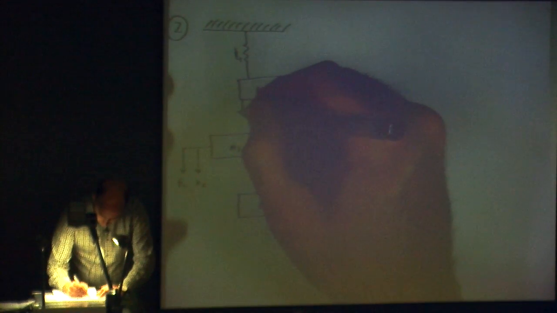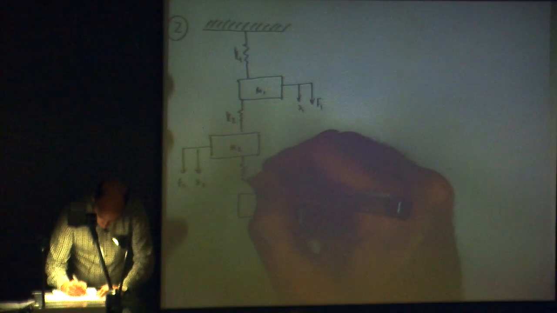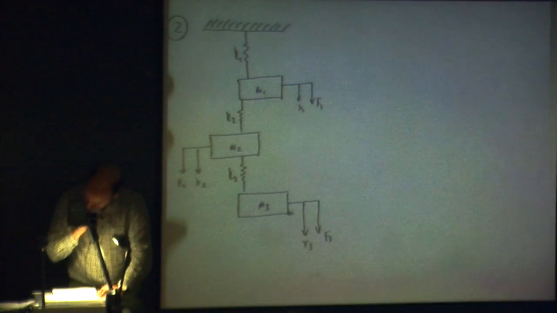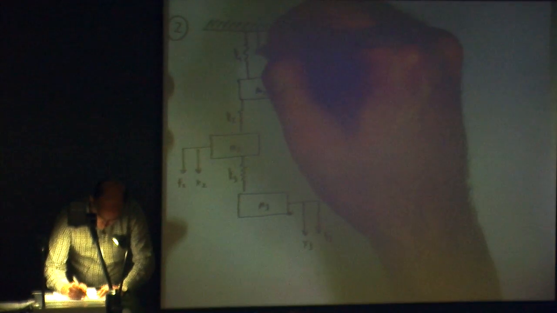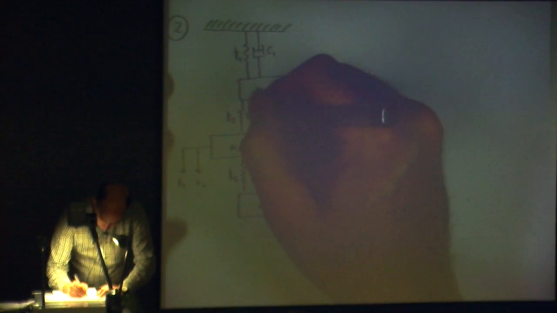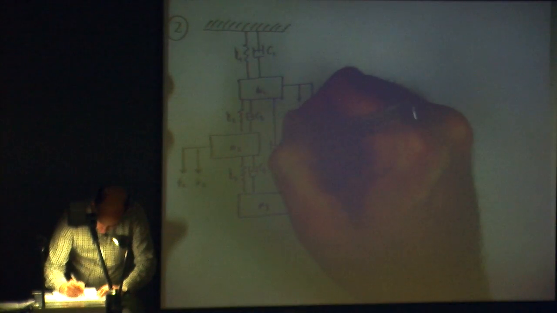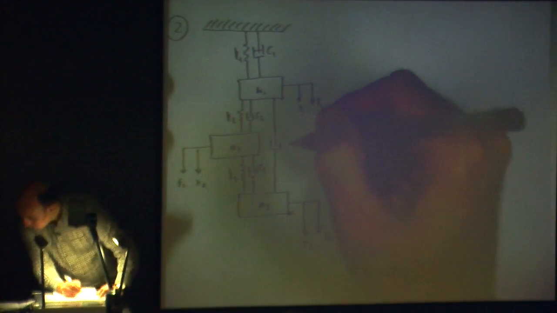Okay, between the masses I've got a spring: K1, K2, K3. I have a damper: C1, C2, C3, and I've got a damper here as well, which is C5, and I have a damper here as well.